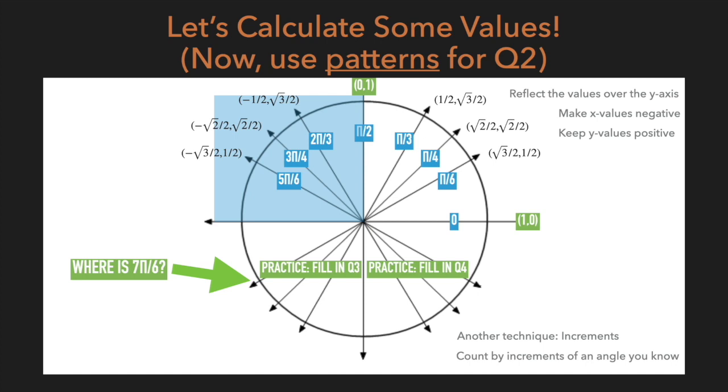Okay, and what is the sine and cosine of 7 pi over 6? Well, just reflect 5 pi over 6 over the x-axis. As you can see, that would end up in this exact location. And all you do is make the y value negative. So it's just negative root 3 over 2 comma negative 1/2.